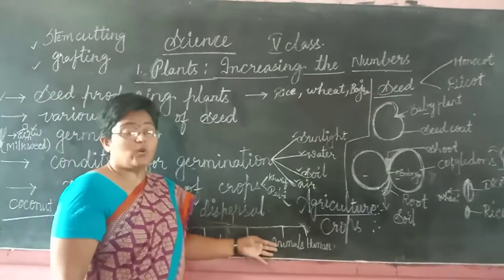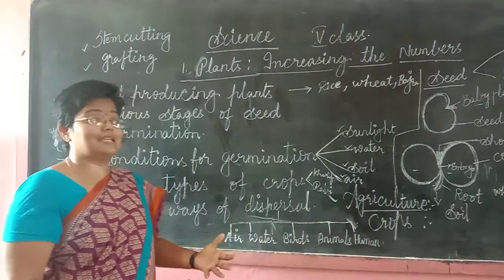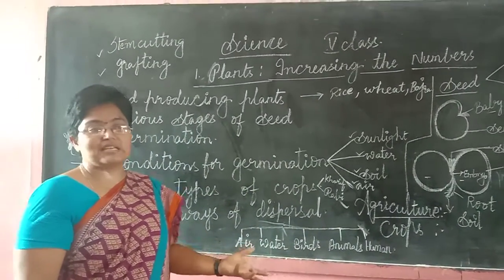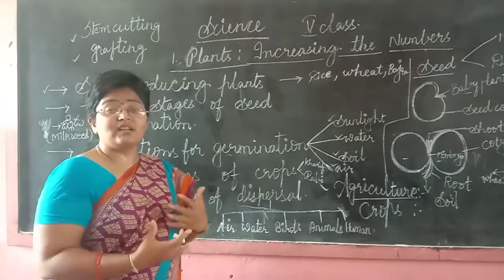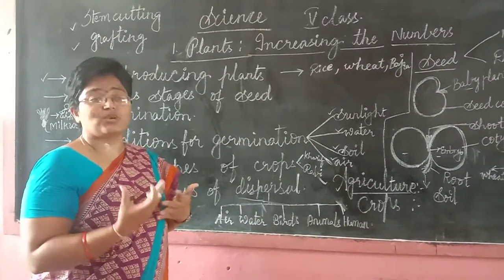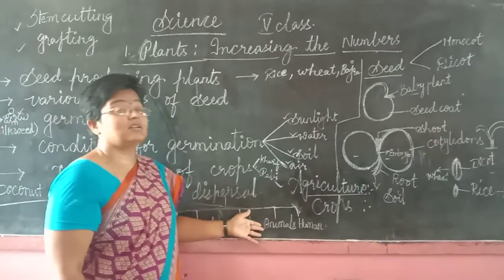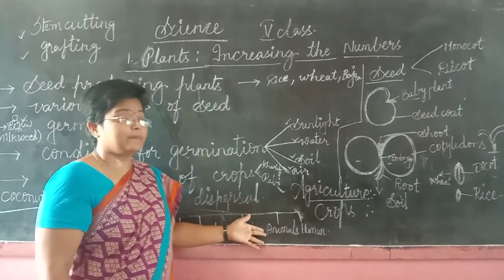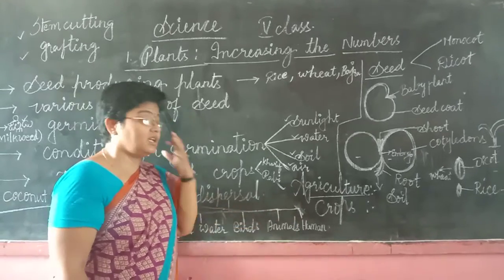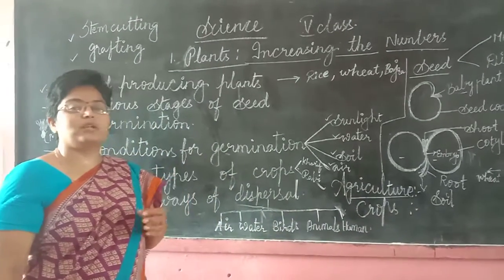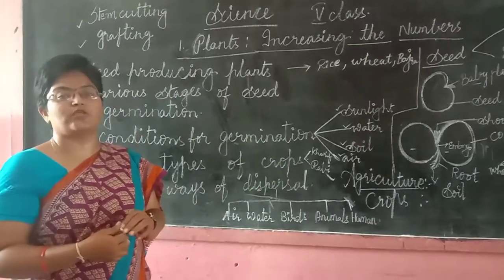Among animals, we can see different kinds of monkeys eating mangoes and throwing seeds somewhere, where that seed can grow into a new plant. This is a good example of dispersal by animals. Next, I would like to tell about humans. How is the human responsible for the dispersal of seeds?